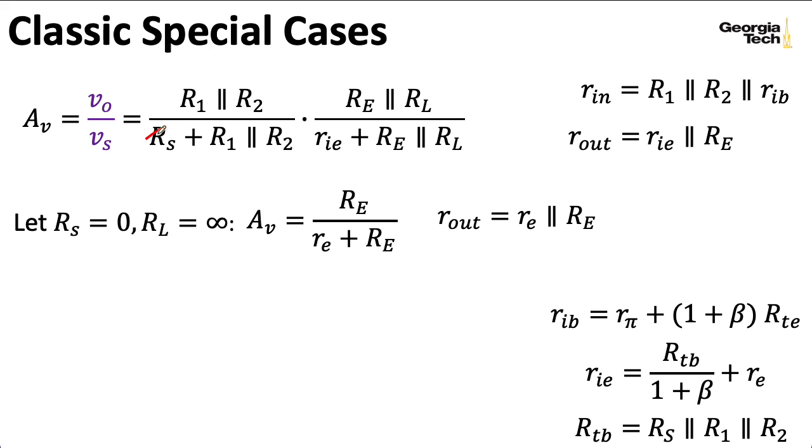So if the source resistance is 0, this term goes away, and this entire factor here goes to 1. And then our gain is just our emitter resistance over the emitter resistance plus the intrinsic emitter resistance of the BJT, because RIE simplifies to re if RTB is equal to 0, which it will be because RS equals 0 under this assumption. And since RIE and re are the same, Rout is just re in parallel with RE. Okay, that wasn't very helpful. It was little re in parallel with capital RE.